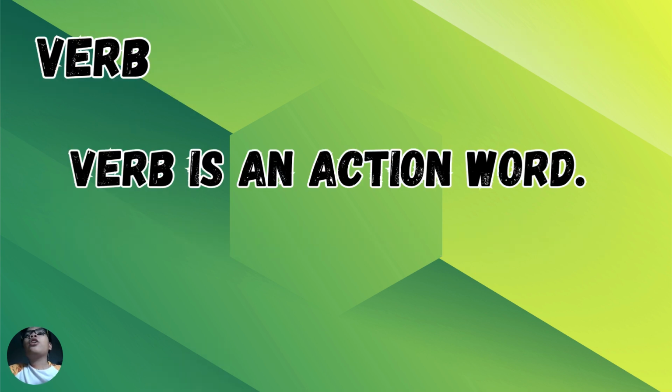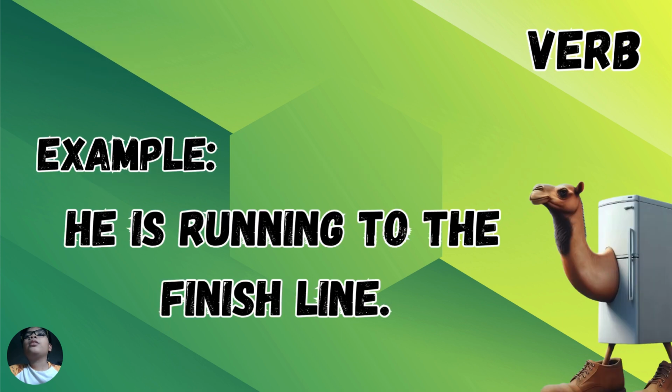Verb. A verb is an action word. Example: He is running to the finish line. The verb is running. So in a sentence, the noun is the name of the subject, while the verb is the action that the subject is doing, and last, the adjective is the one that describes the noun or the subject.